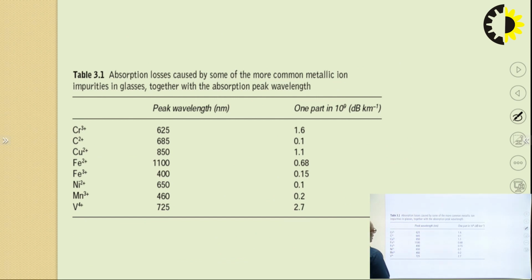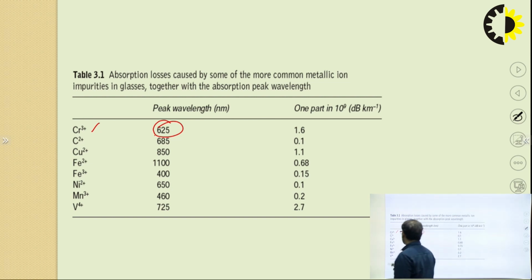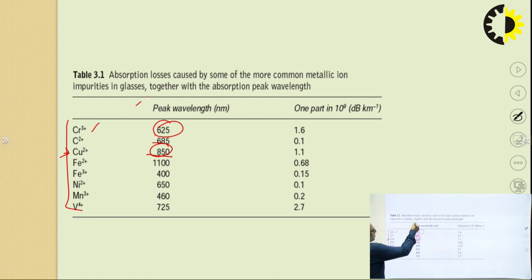This is a table which I have taken from the John M. Senior book, in which you will see that the chromium 3+ ion, acting as an impurity, gives a peak attenuation of about 1 dB at a wavelength of 625 nanometer. Similarly, you can see that copper gives a higher attenuation at 850 nanometer wavelength. So these are the transition metals which provide extrinsic absorption at these peak wavelengths.